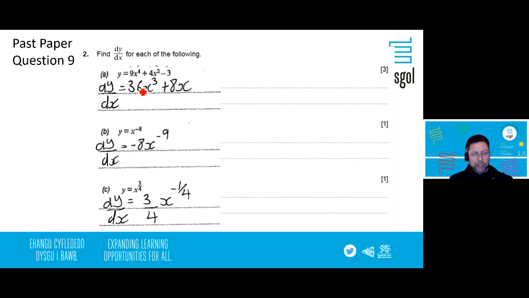9 4s are 36, power decreases by 1. 2 4s are 8, power decreases by 1. You can put a power of 1 there, but we've never really done that at GCSE. And -3 disappears. I think we've even seen this question before today. -8 in front, power decreases by 1. And again, just be careful with the fractions. 3/4 goes in front, 3/4 take away 1 will give you -1/4.